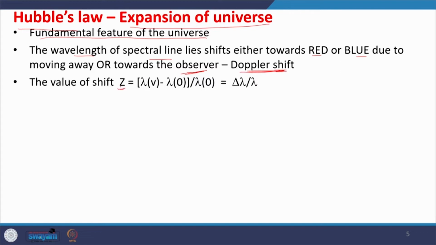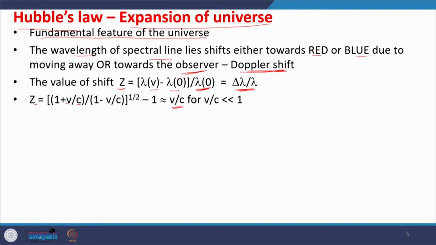Mathematically, the symbol Z is used. The difference between the wavelength in the laboratory frame and in the rest frame, divided by the rest frame wavelength, is nothing but the value of the shift, delta lambda by lambda. And this Z, in terms of the velocity of light C and the velocity V of the star, coming towards the observer or going away from the observer, is more or less equal to V by C, if this ratio is much less than 1.